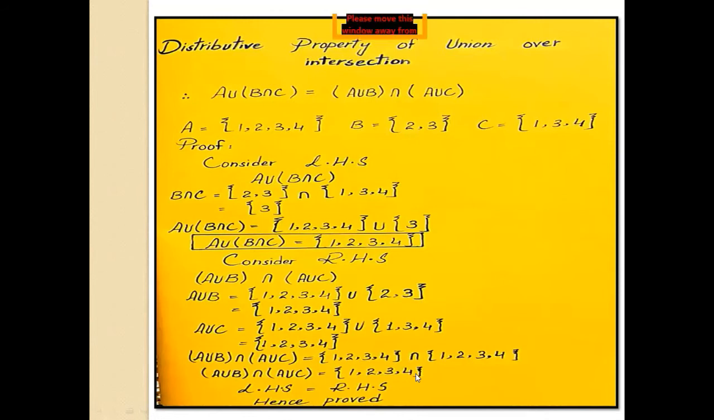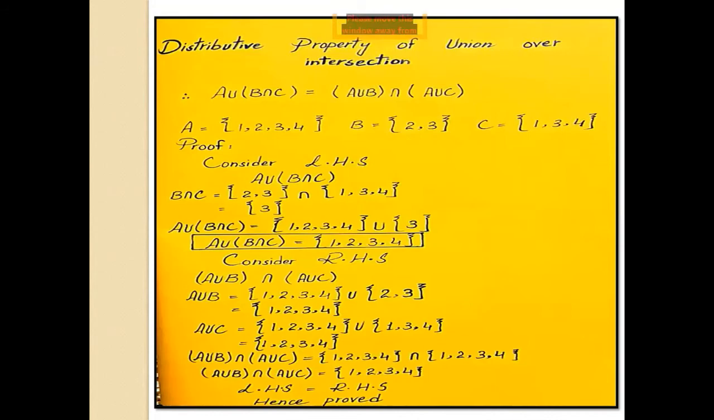This is the left hand side and this is the answer of the right hand side. And left hand side here is equal to right hand side. Hence our property, that is distributive property of union over intersection, is proved.